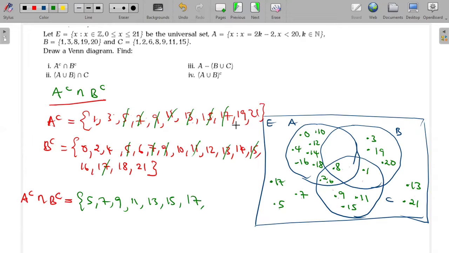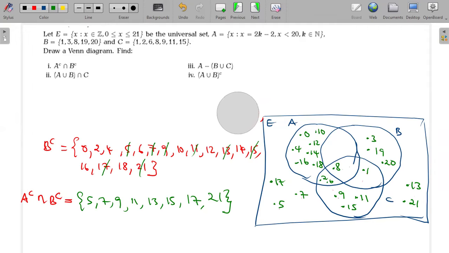And then 19, no. Then you have 21 there, and also 21. So this here is what is going to be in our A intersect B complement. That is 5, 7, 9, 11, 13, 15, and 17. Okay, so this is how we get that. All right, let's move on then to do the next one.